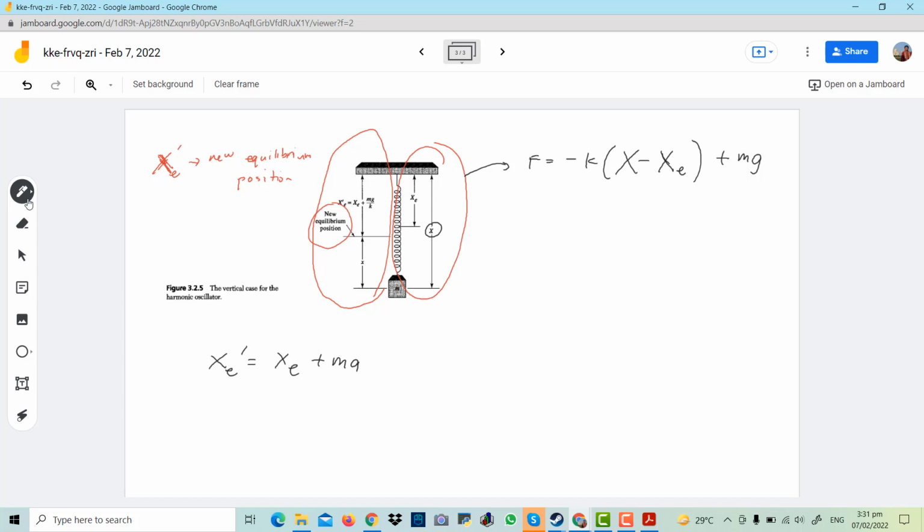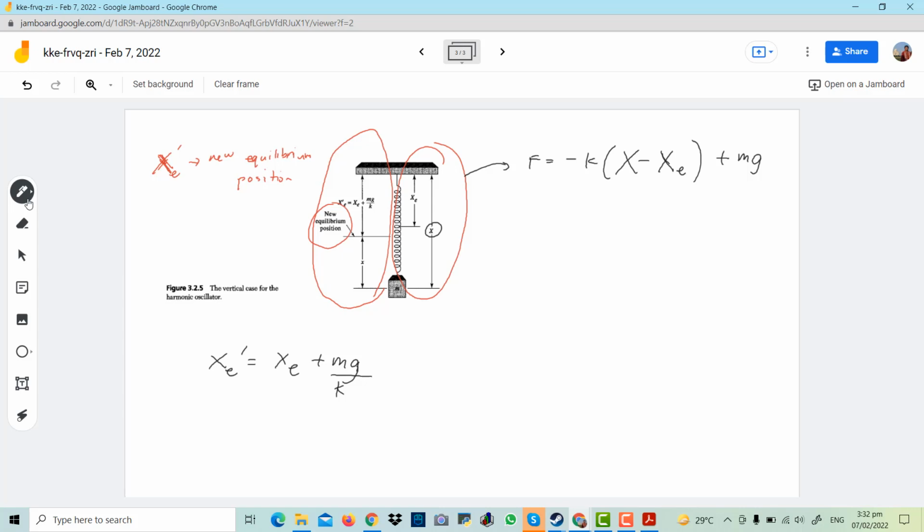Sakto ba? Yeah, sakto. In the presence of gravity, imong weight, ang weight sa imong mass may ma-add nimo para makuha nimo ang new equilibrium position. Mg over k, sorry. Sakto? The distance nga the new equilibrium position xe prime can be expressed in terms of the old equilibrium position plus the mg over k. Okay? The weight over the spring constant k.